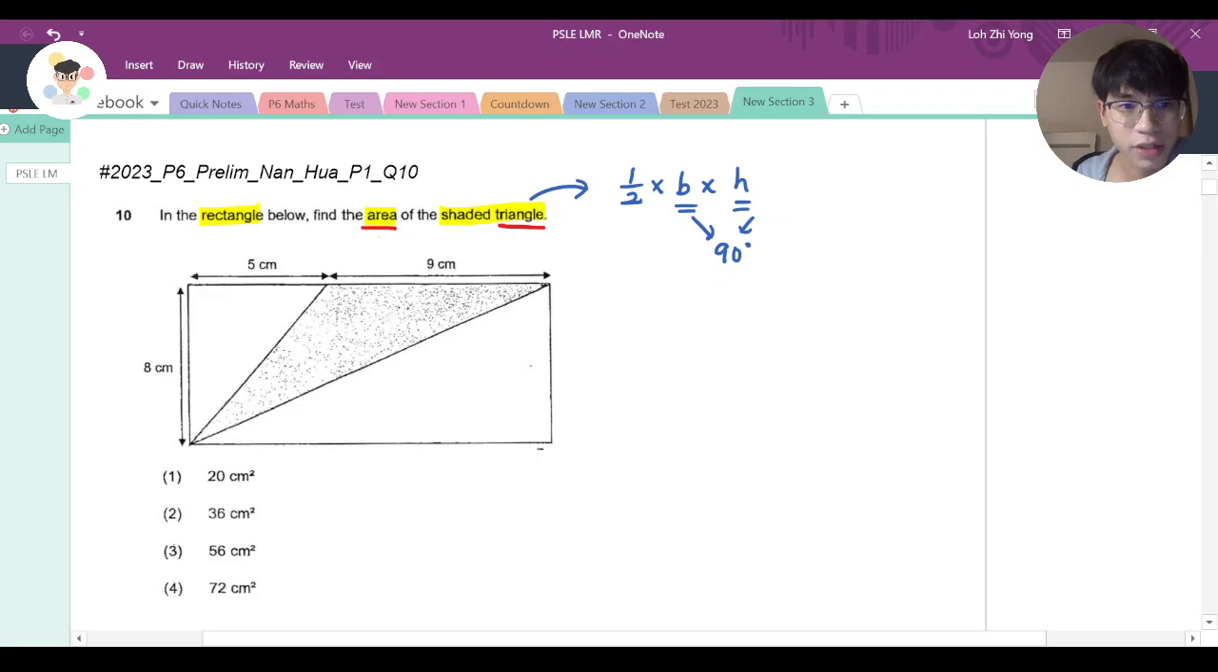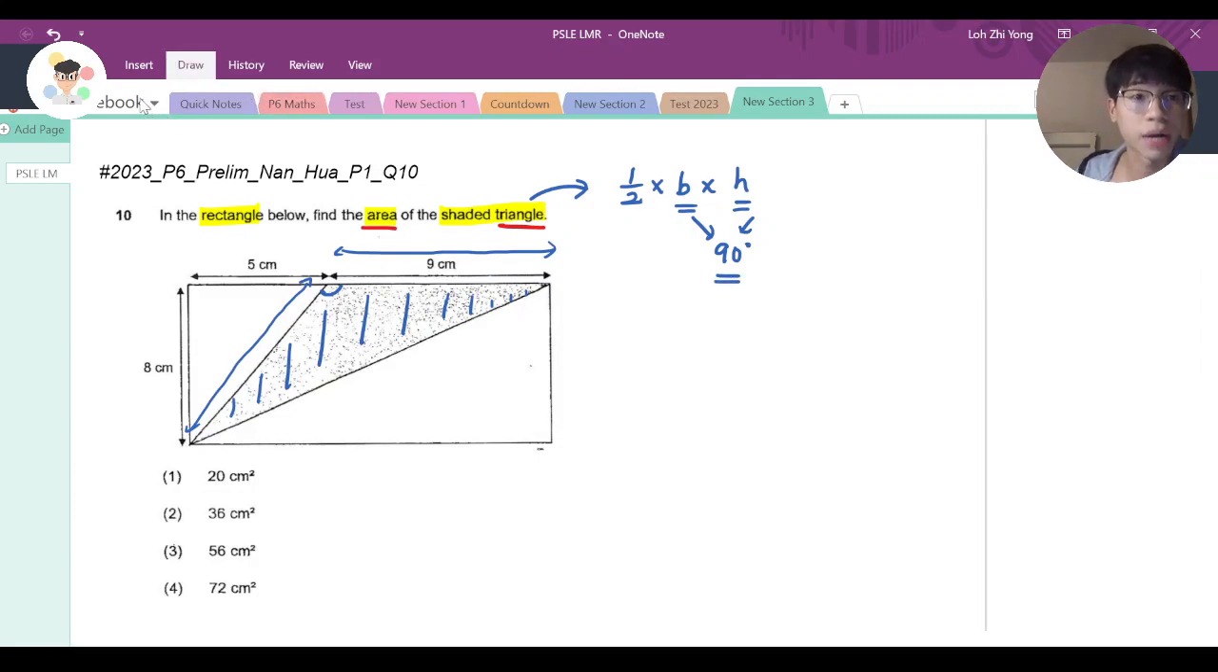Now we are looking at this shaded triangle. One of the common mistakes students have is saying, teacher, the base is here, right? Then the height is here. This is a very common mistake, and you should notice that here the base and the height do not form a 90 degree, which means this is a wrong idea. Then where is our height? The height is actually here.